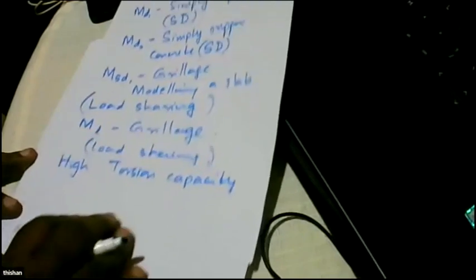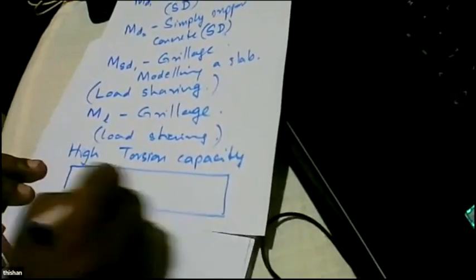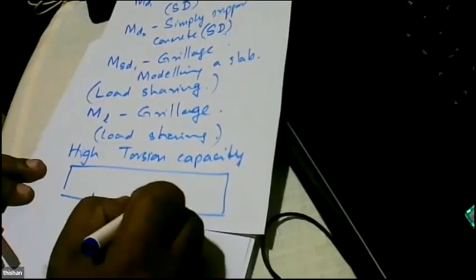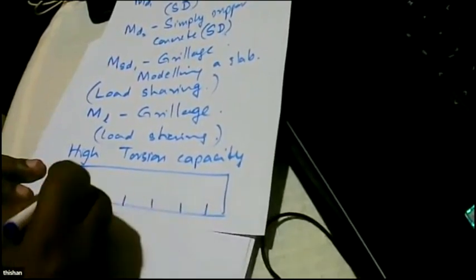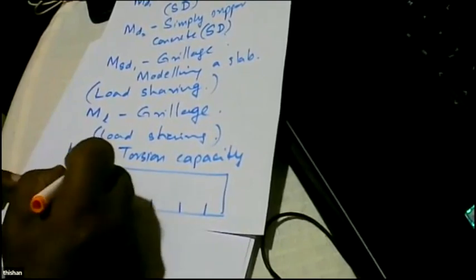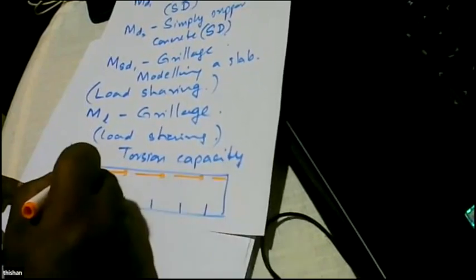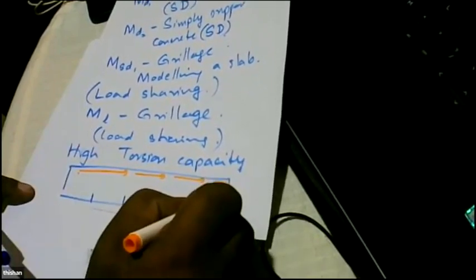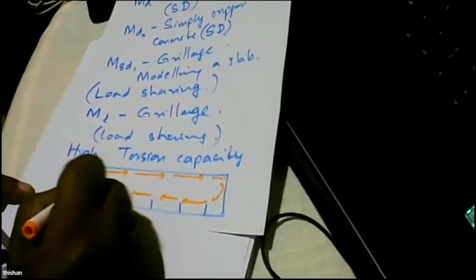And why do you get a high torsion capacity? Because it's a slab. There are only a few discontinuities between the beams. So what happens is the torsional stresses, the torsional shear flow, will occur like this, and it will come down, it will go like this.